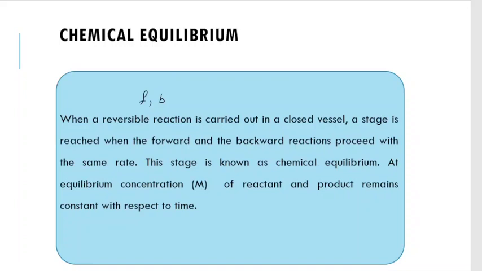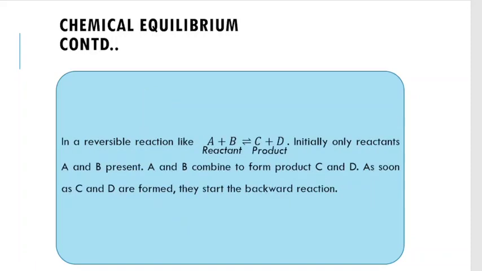Especially in a closed vessel, when the forward reaction and backward reaction proceed at the same rate, that means same velocity, or you can say same speed, if both are taking place simultaneously with the same velocity, then that stage is called a chemical equilibrium. For example, if we consider the reaction A plus B gives rise to C plus D, where the reactants are A and B and the products are C and D.